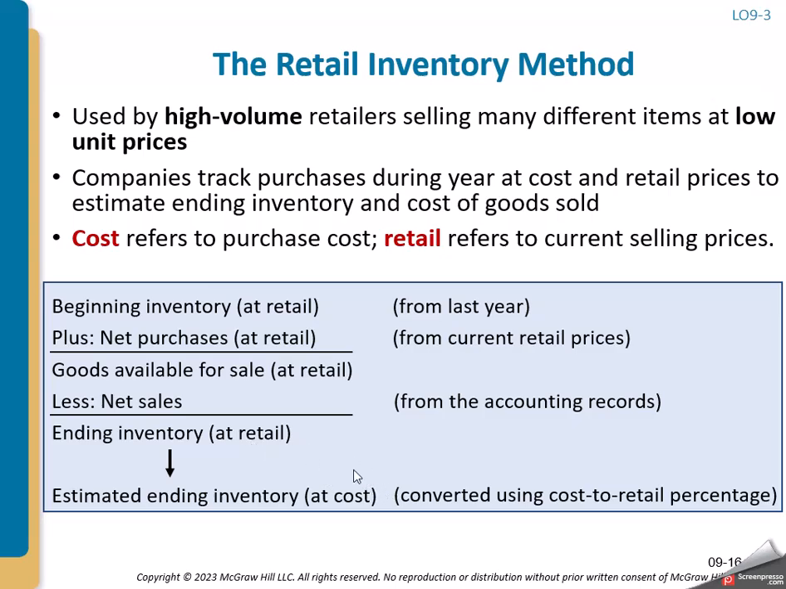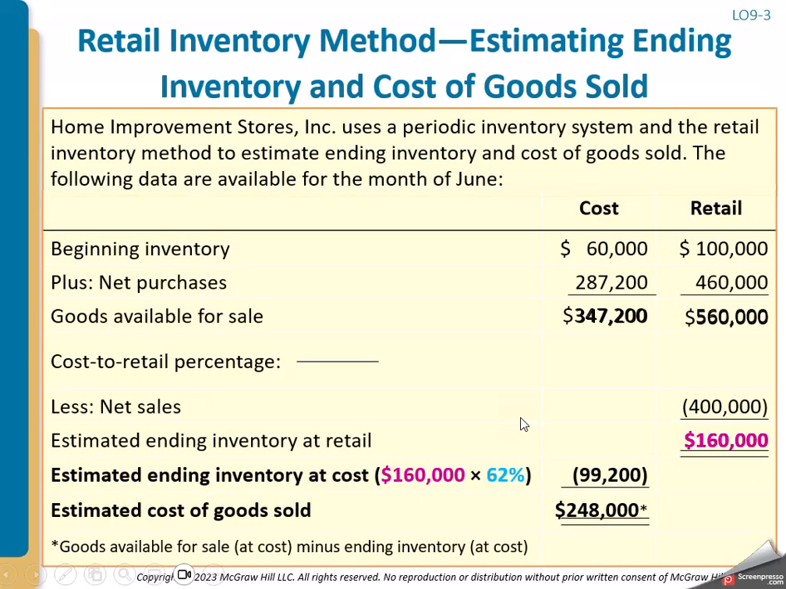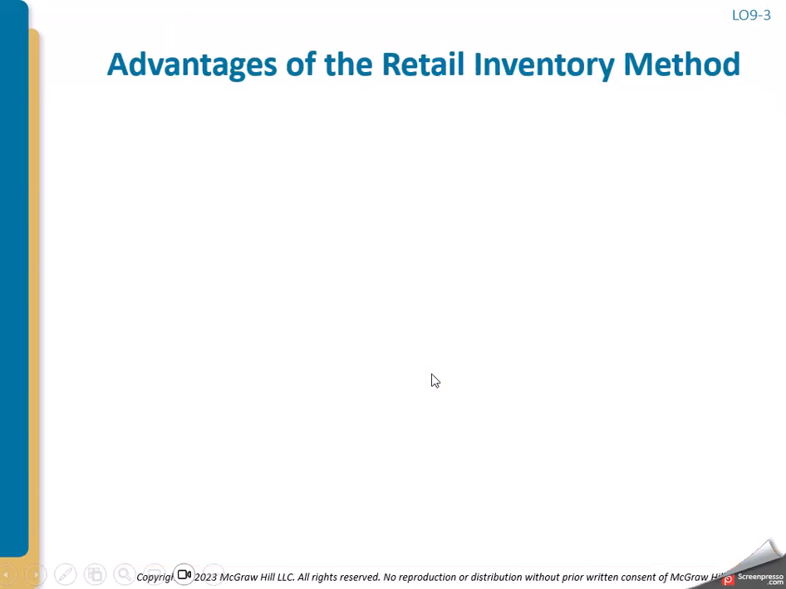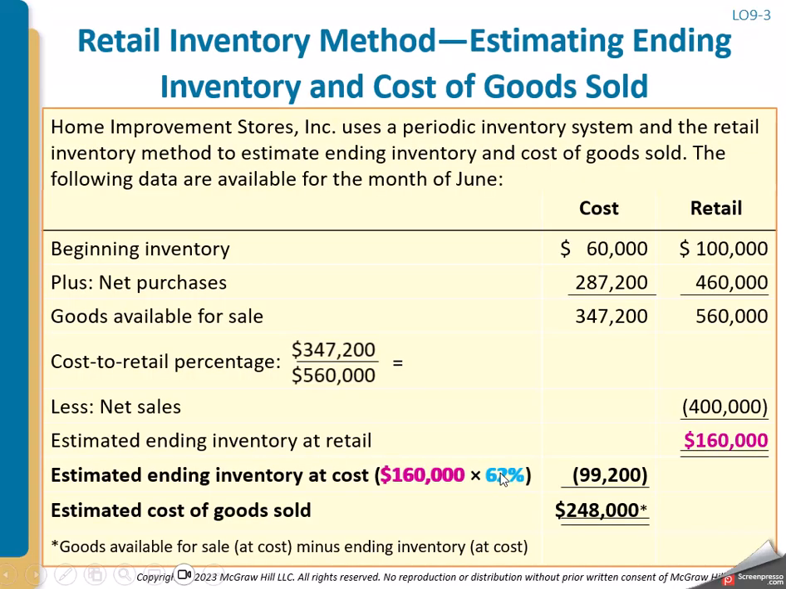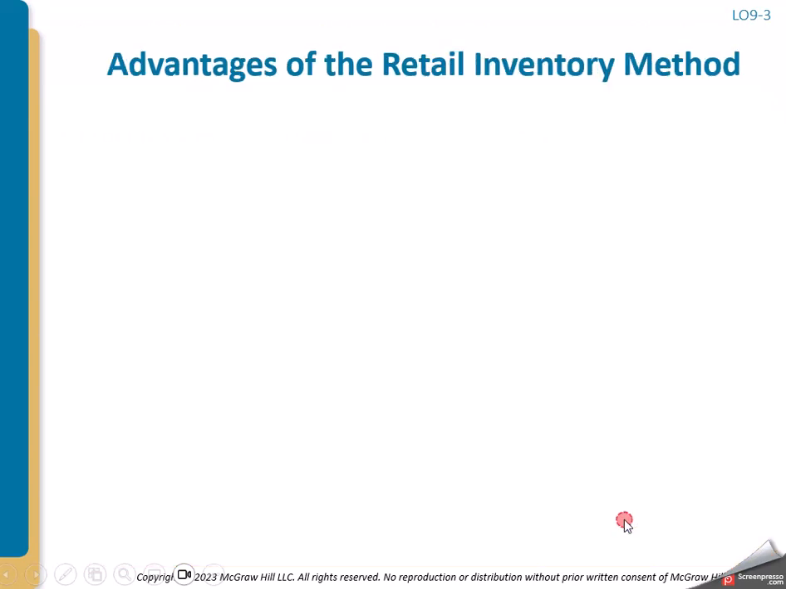And then we need to have a percentage, though, to bring it back down to cost. So our cost to retail percentage is what we need to be able to calculate. So how we do that is we take our cost of what's available and then divide it by the selling price of what's available. And that will give us a percentage. So that is that 62%. And then we can take our estimated ending inventory, multiply that by the 62%, and then that would be our estimated ending inventory at cost. And then the difference would be our cost of goods sold.